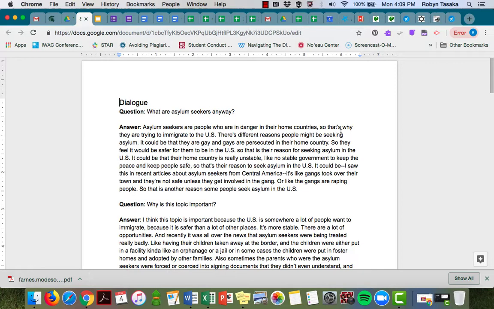It could be that their home country is really unstable, like no stable government to keep the peace and keep people safe. So that's their reason to seek asylum in the US. It could be, I saw this in recent articles about asylum seekers from Central America, like gangs took over their town, and they're not safe unless they get involved in the gang, or like the gangs are raping people. So that's another reason some people seek asylum in the US.